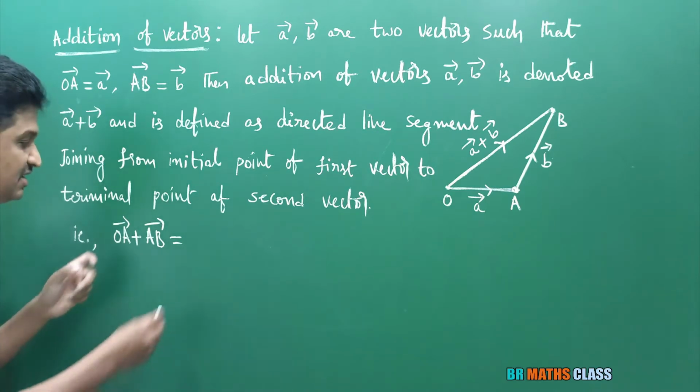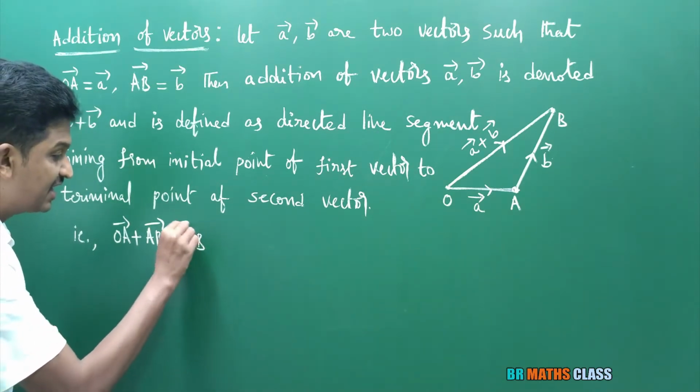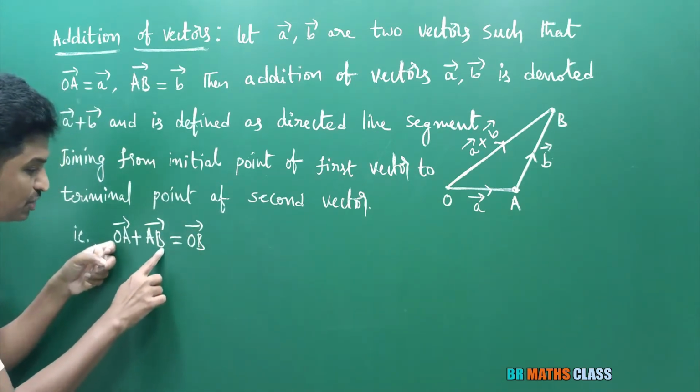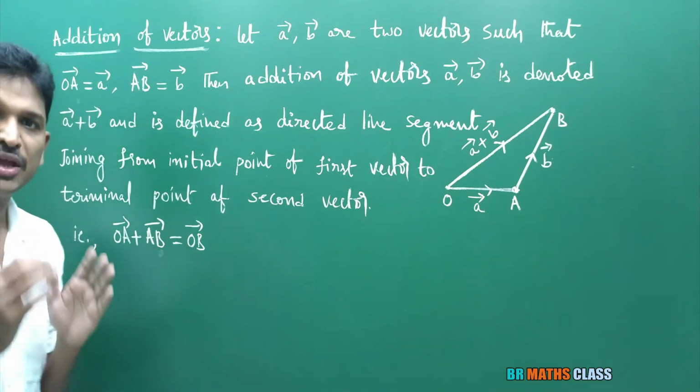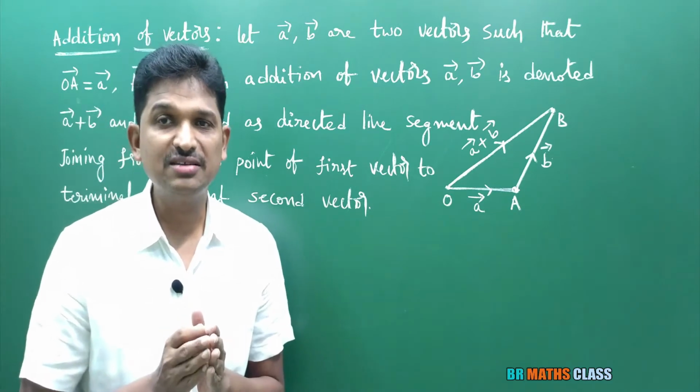OA bar plus AB bar is OB bar. It is a directed line segment joining from the initial point of the first vector to the terminal point of the second vector. This is very easy. Here direction plays an important role.